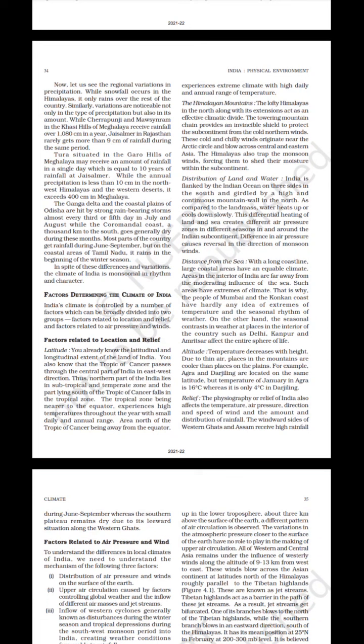While the annual precipitation is less than 10 centimeters in the northwest Himalayas and the western deserts, it exceeds 400 centimeters in Meghalaya. The Ganga Delta and the coastal plains of Orissa are hit by strong rain-bearing storms almost every third or fifth day in July and August, while the Coromandel coast, a thousand kilometers to the south, goes generally dry during these months. Most parts of the country get rainfall during June to September, but on the coastal areas of Tamil Nadu, it rains in the beginning of the winter season. In spite of these differences and variations, the climate of India is monsoonal in rhythm and character.